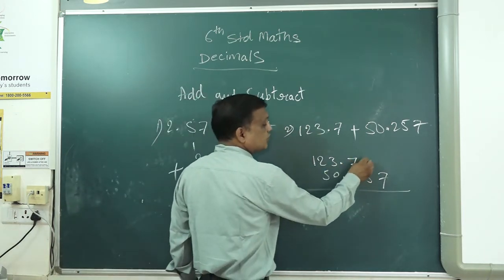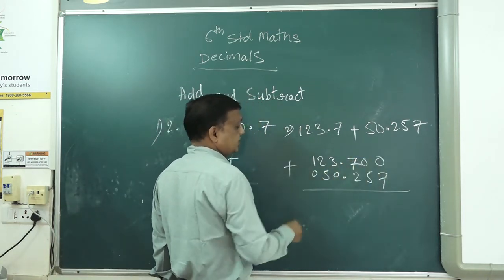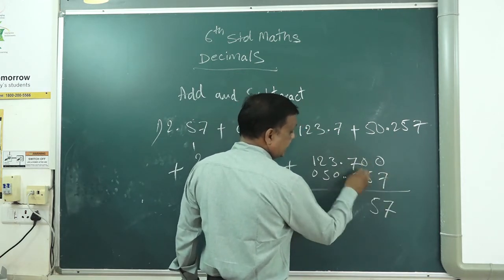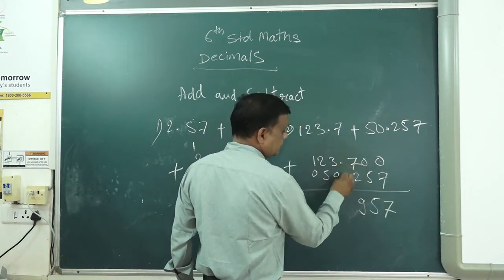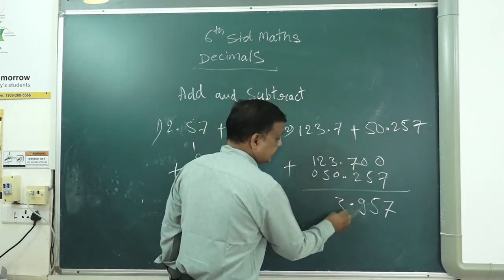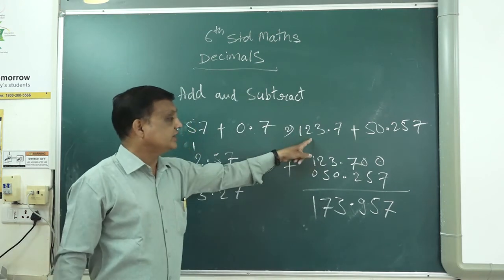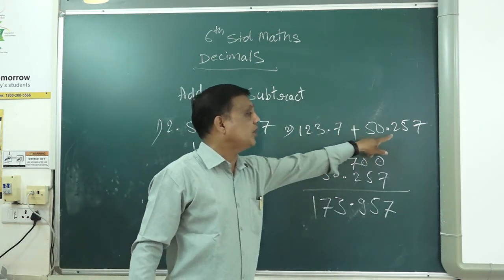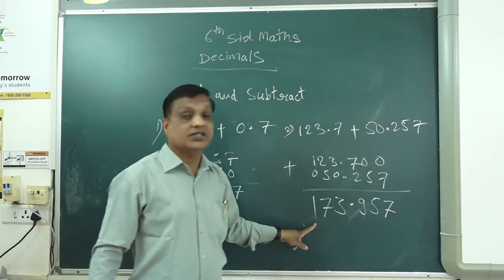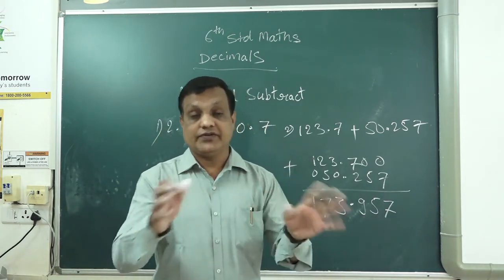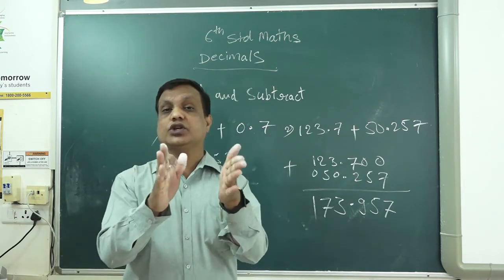Now here nothing means 0, and here nothing means 0. This is addition. 0 plus 7, 7. 0 plus 5, 5. 7 plus 2, 9. Point. 0 plus 3, 3. 2 plus 5, 7. 1 plus 0, 1. So 123.7 plus 50.257, what is the answer? 173.957.